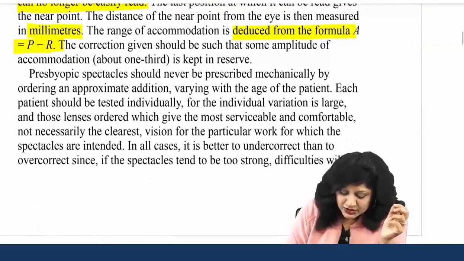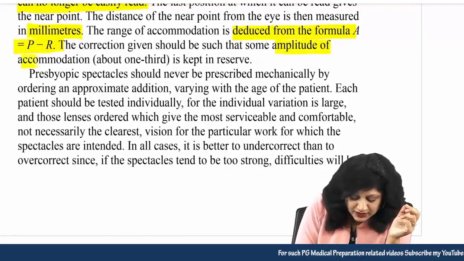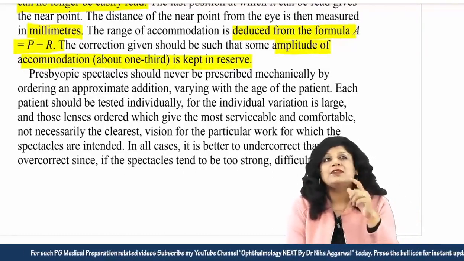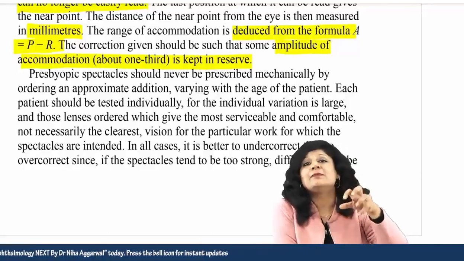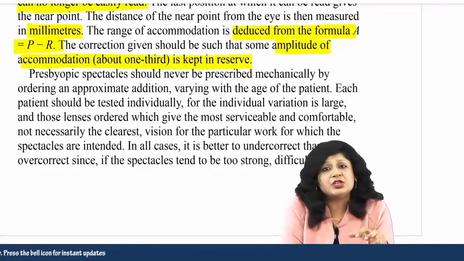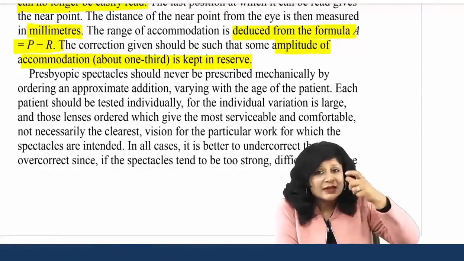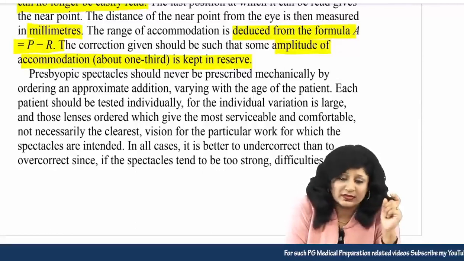The correction given should be such that about 1/3 of the amplitude of accommodation is kept in reserve. So you have to give the correction in such a way that the person still has some amount of accommodation. You don't have to make him use a whole lot of accommodation. Some part is always kept in reserve, and that part is approximately 1/3.